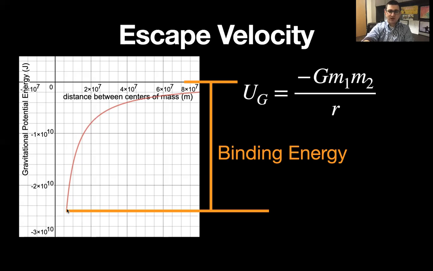To get from whatever energy it has on the surface to infinitely far away, where the gravitational potential energy is zero, is called the binding energy. It's how much energy is binding us to the surface of the Earth, how much energy we'd have to overcome if we wanted to escape the pull of the planet Earth, or any planet, really.